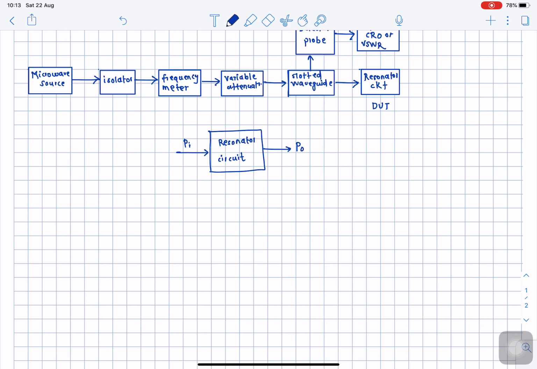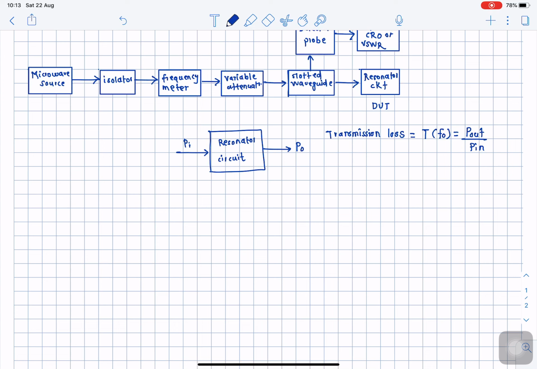Okay, now here we are going to define transmission loss. So the transmission loss over here for this particular resonator circuit is given by, please remember, transmission loss is also known as an attenuation loss. So this transmission loss is given at resonating frequency F0, and it is simply given as the ratio of output power to the input power.